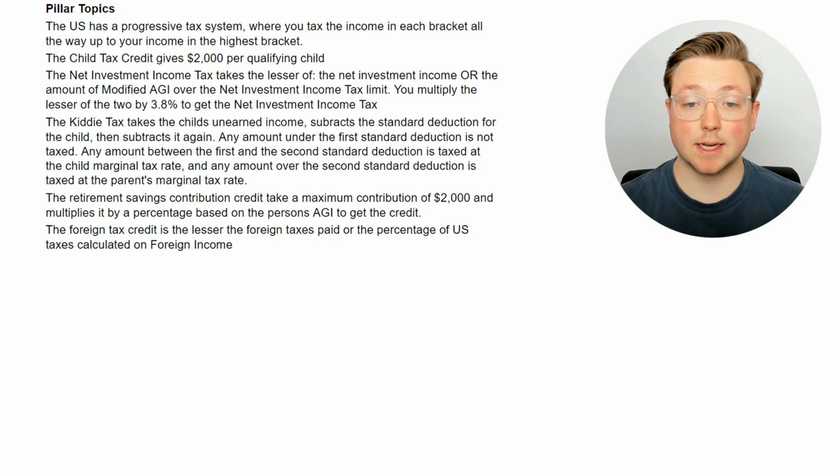Next, the Kiddie tax takes the child's unearned income, subtracts the standard deduction for the child, then subtracts it again. Any amount under the first standard deduction is not taxed. Any amount in between the first standard deduction and the second standard deduction is taxed at the child's marginal tax rate, and any amount over the second standard deduction is taxed at the parent's marginal tax rate.